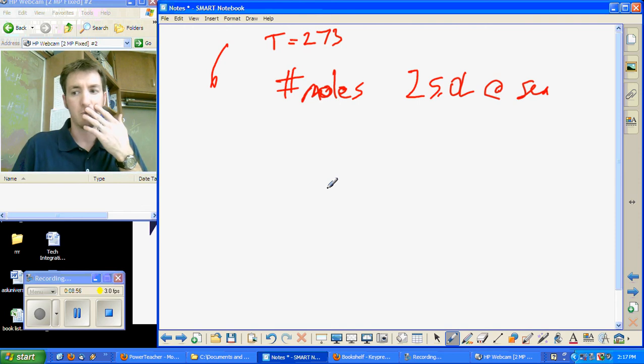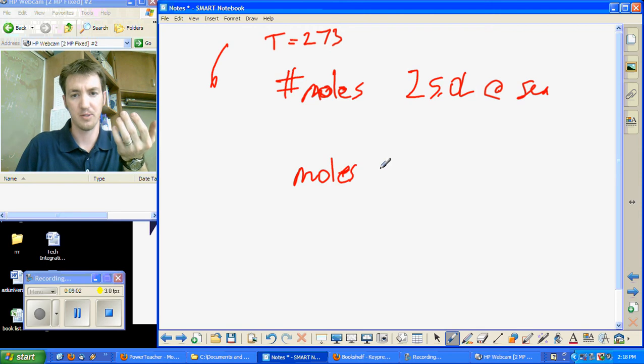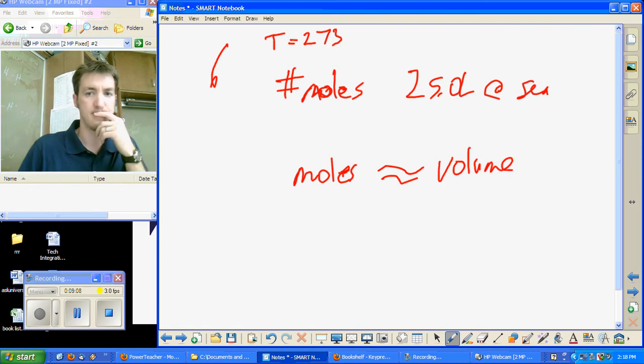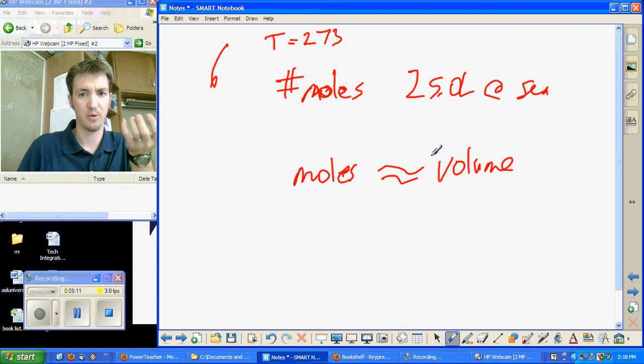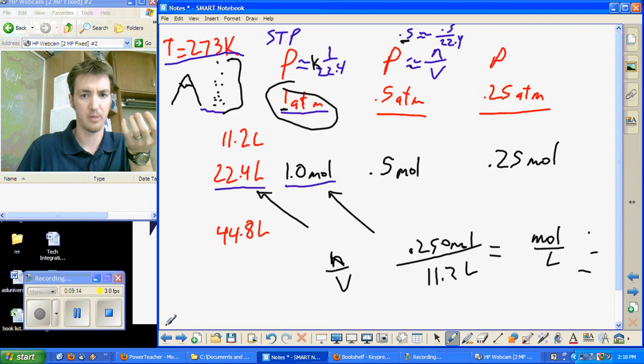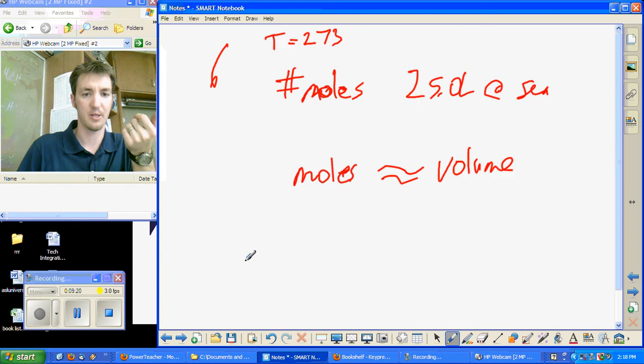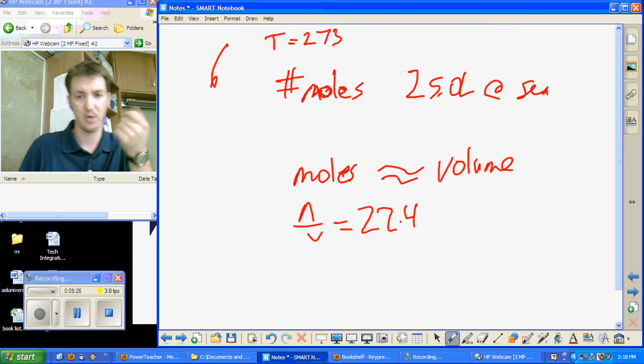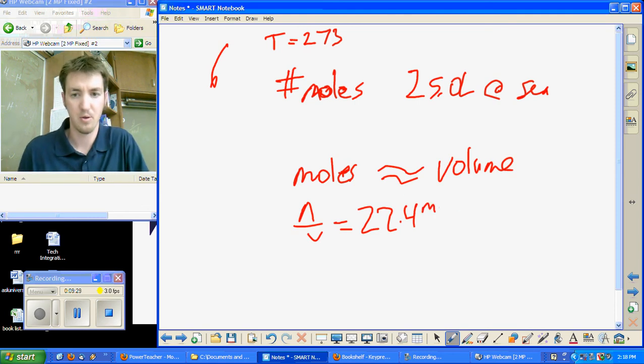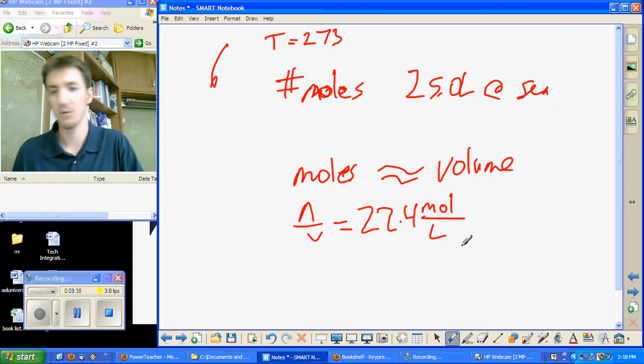So we have to somehow relate moles and see how it's related to the volume. Is there anywhere we work with moles and volume together and did some math with it? Let's back up. Oh, I remember taking moles and volume and dividing them. So when I did that at sea level, I got that, 22.4 moles per liter. That is also Avogadro's law. Moles per liter is 22.4. That is Avogadro's law. So that's what you're looking at here.